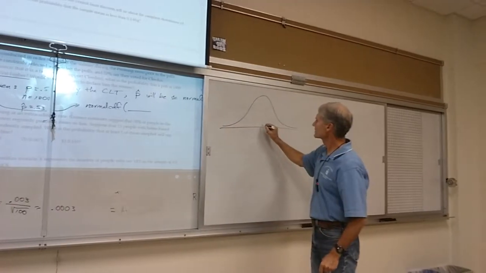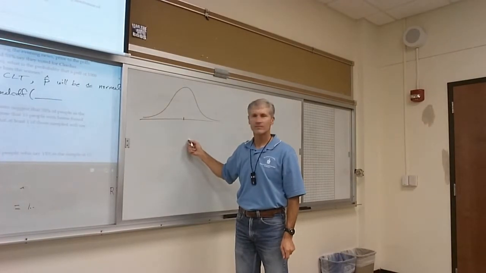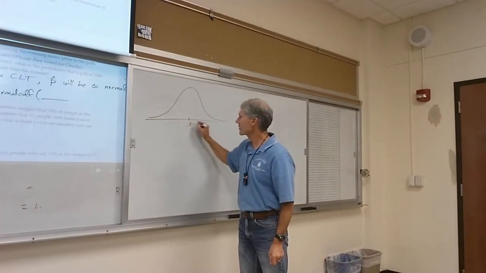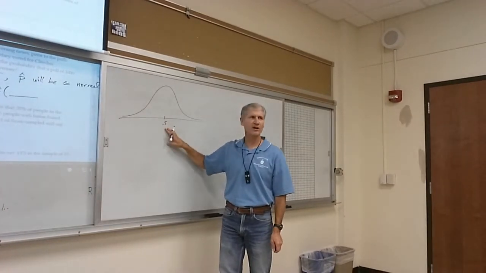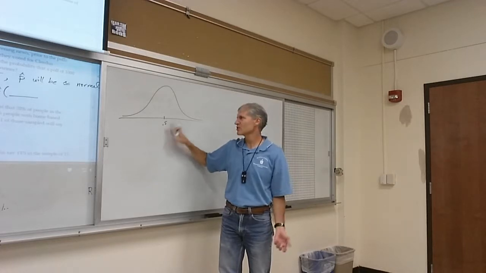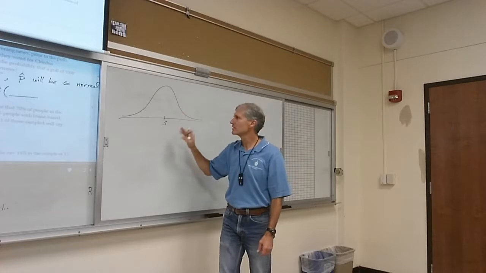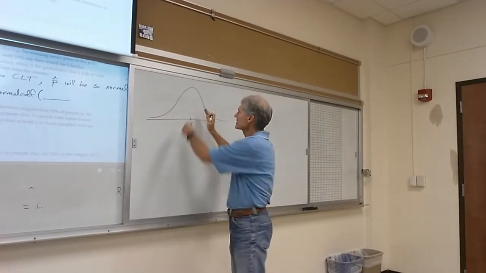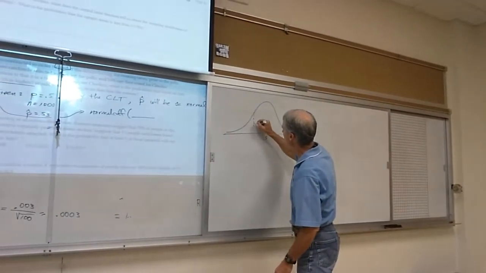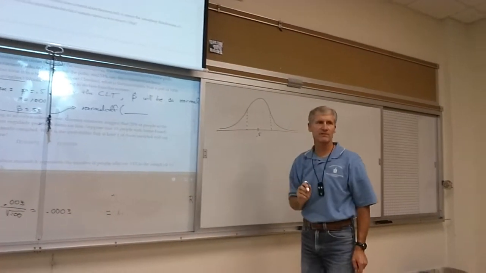The p hat sampling distribution will be centered where? At p, the population proportion, which in this case is 0.5. Now remember, that's really unknown, and in real practice, that's the way it is. You don't know what it is, so you make a guess and say, if that's what it is, then if it's 0.5, my standard error is how much spread there is in this distribution. So I need that standard error.